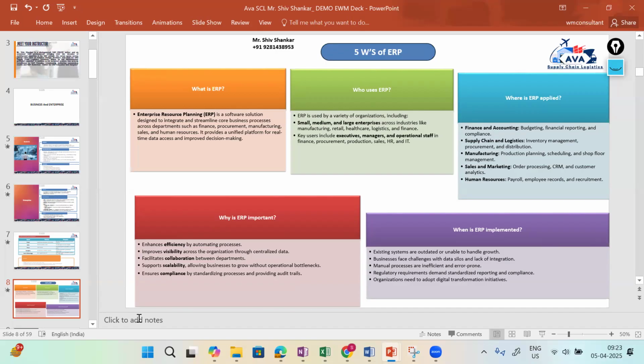There are many companies. Before SAP as a software, or before ERP as a software came to the market, there were many homegrown systems built by many enterprises. Maybe Procter & Gamble or Unilever or Toyota. They all built their homegrown systems to run their businesses across the globe. Now, those systems are outdated or unable to handle the growth.